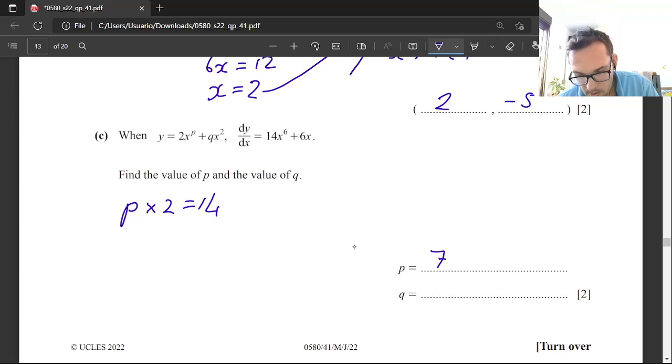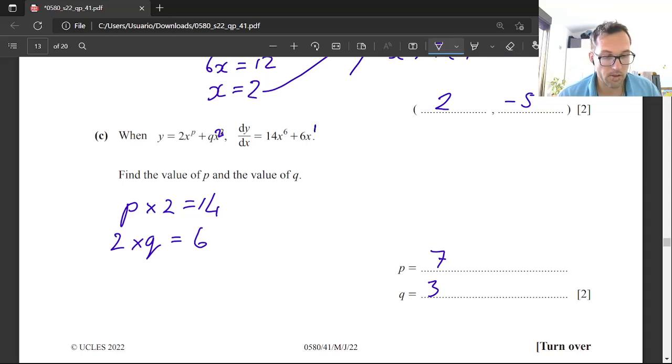Next part here. Now we multiply that 2 with a q. So you get 2 times q. What do we get? We get 6. 2 times what is 6? That, of course, is 3. We know it's right because 2 times 3 is 6. That's it. And then 2 minus 1 is 1. That's it. Got it. Done it. Well done.